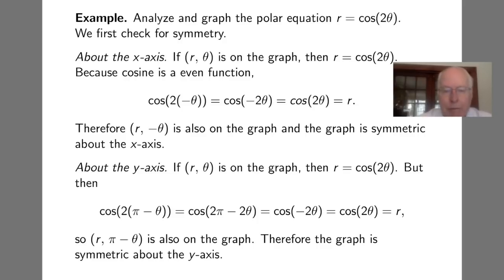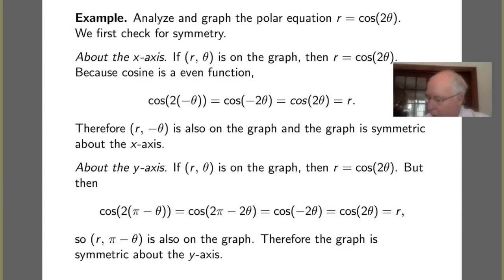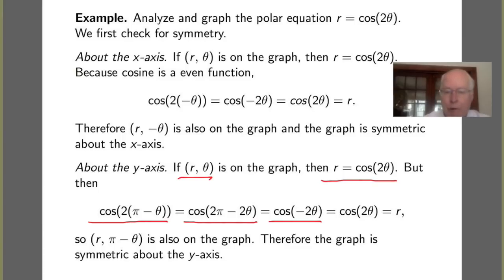Symmetry about the y-axis. Again, let's suppose we have a point (r, theta) on the graph, which means that r equals cosine 2 theta. Let's replace theta by pi minus theta. There is cosine of 2 times (pi minus theta), or cosine of 2 pi minus 2 theta. Since cosine is periodic with period 2 pi, we can drop the 2 pi without changing the function output. And again, the evenness gets us back to cosine 2 theta, which is r. So we know that (r, pi minus theta) is also on the graph, so we also have symmetry about the y-axis.